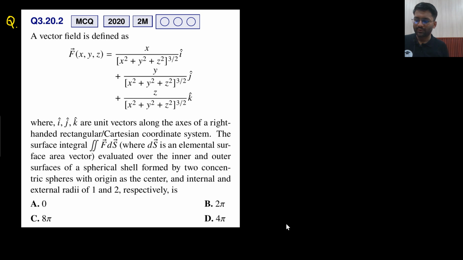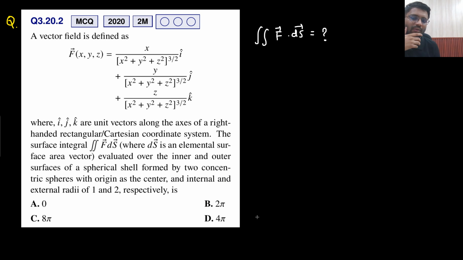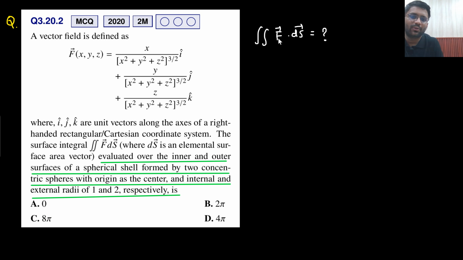Welcome back. So did you solve this question? What you are supposed to calculate? You are supposed to calculate f dot ds, right? This is what you are supposed to calculate. Sir, when I read this question, I thought I understood, but I couldn't understand anything about ds vector. What is this ds vector? Evaluated over inner and outer surfaces of a spherical shell formed by two concentric spheres. Sir, I couldn't understand anything about these lines. This question is coming in my examination, sir. I got to know that I need to solve f dot ds. I couldn't understand anything about these lines.